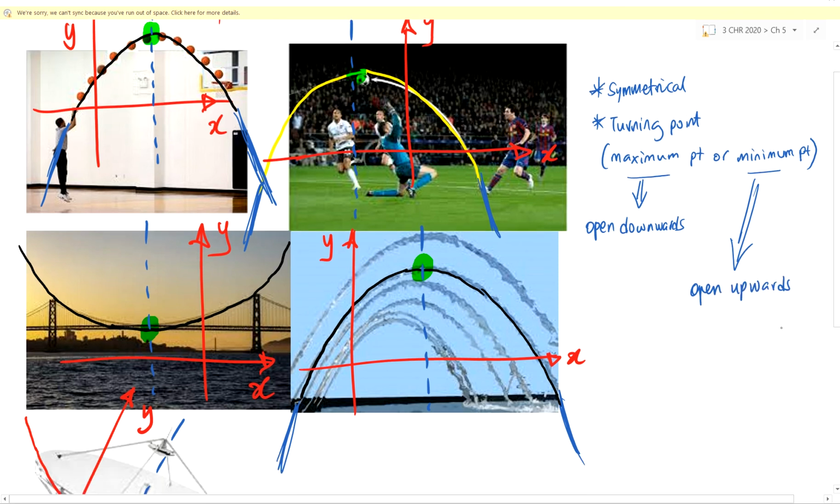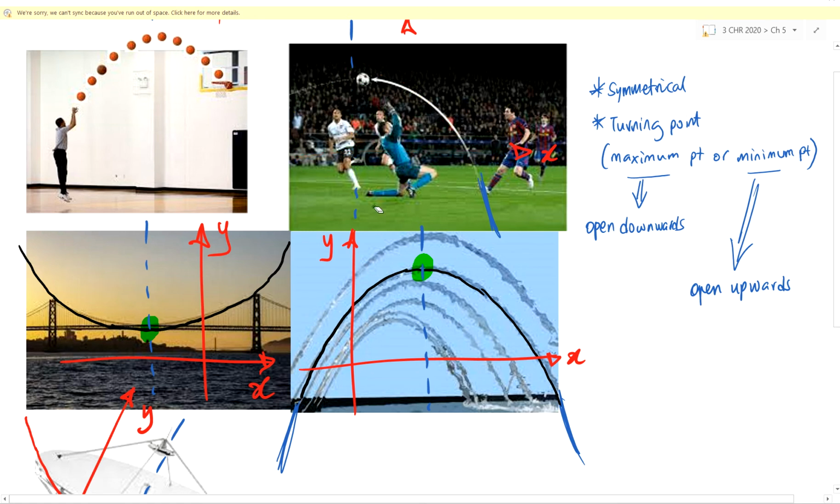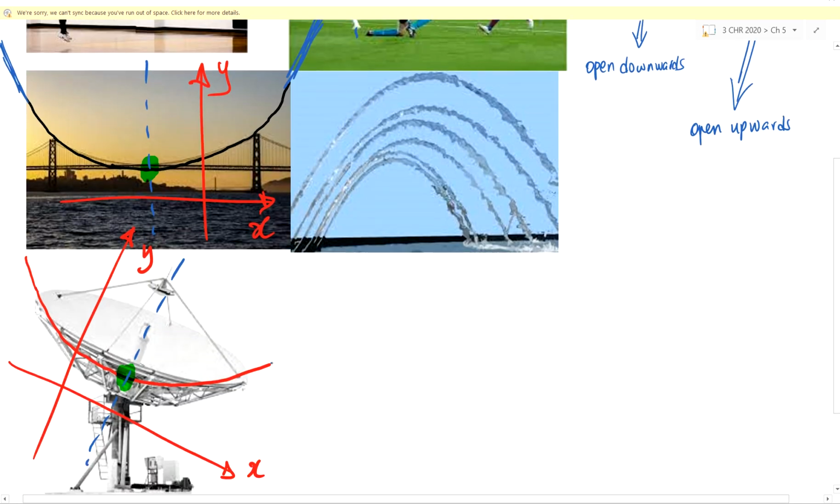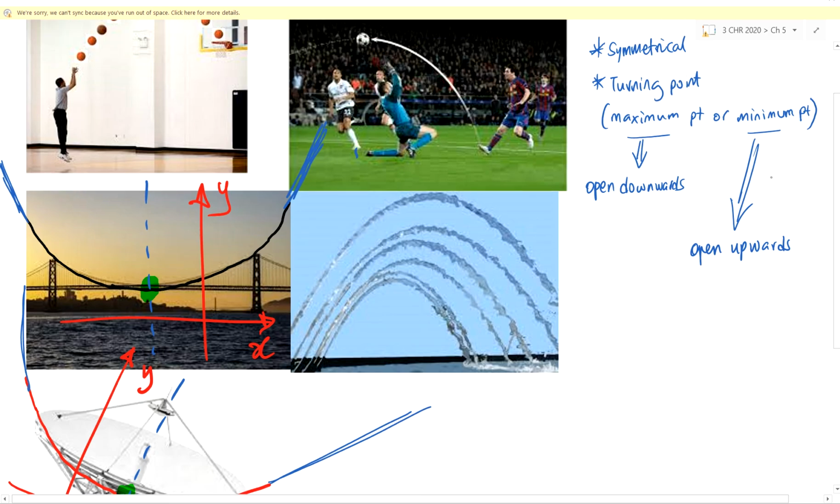Okay, let's take a look at the bridge over here. So let me remove all the distractions. For this bridge, if I were to extend it all the way, we see that it opens upwards. Likewise, for the satellite dish, if we were to extend, it is going to keep opening upwards. So graphs with minimum points, they will open upwards.